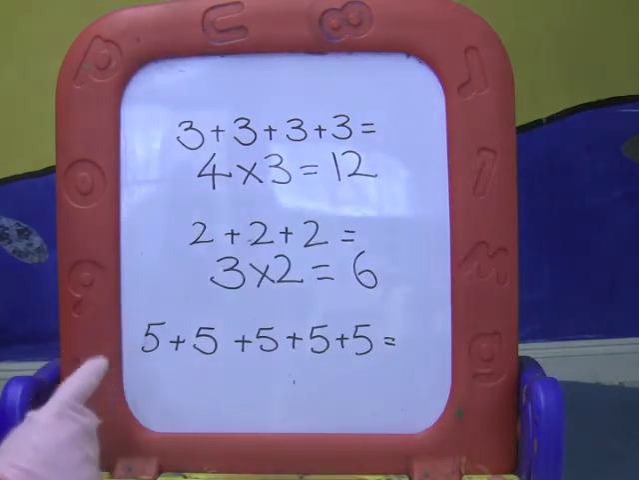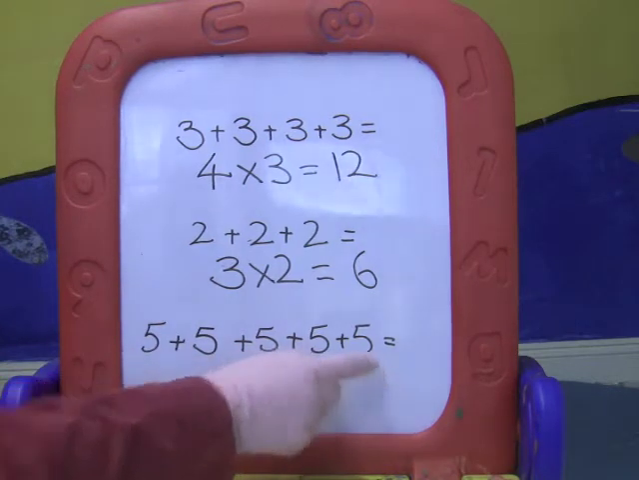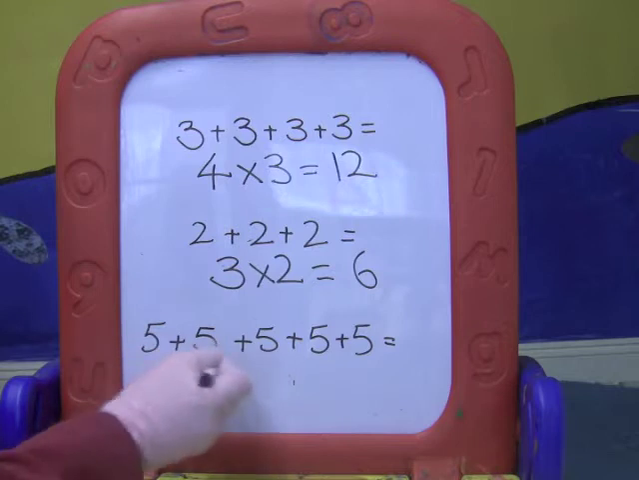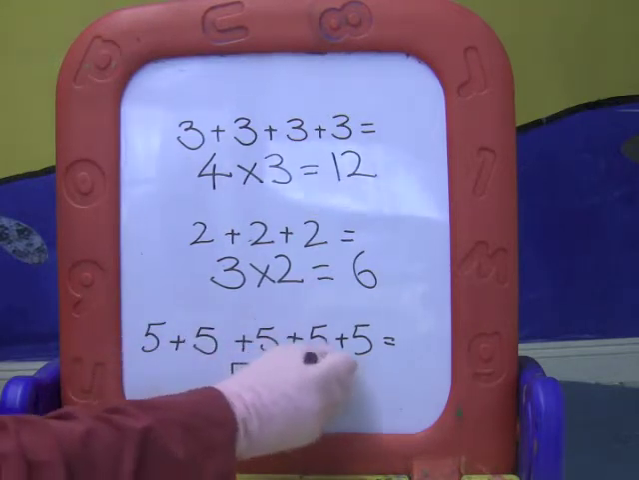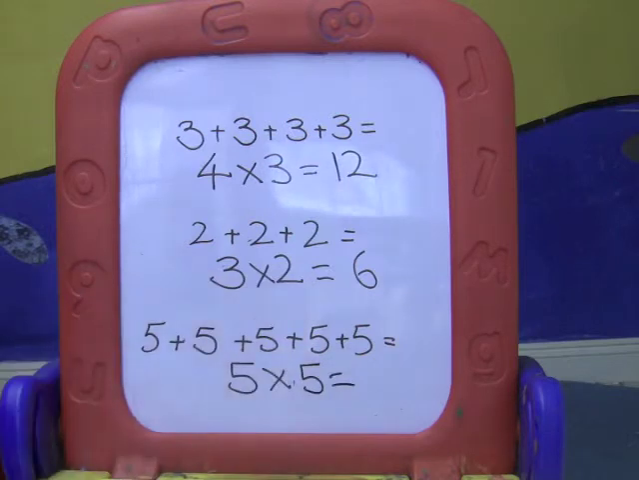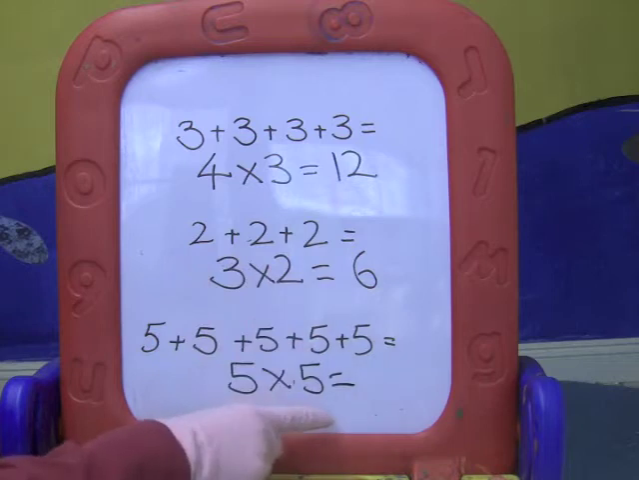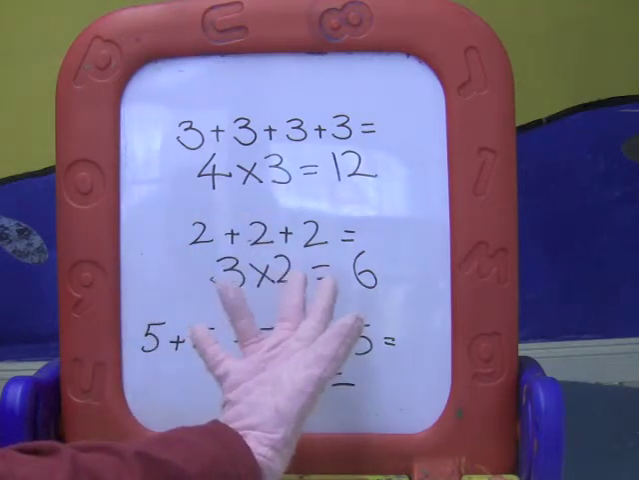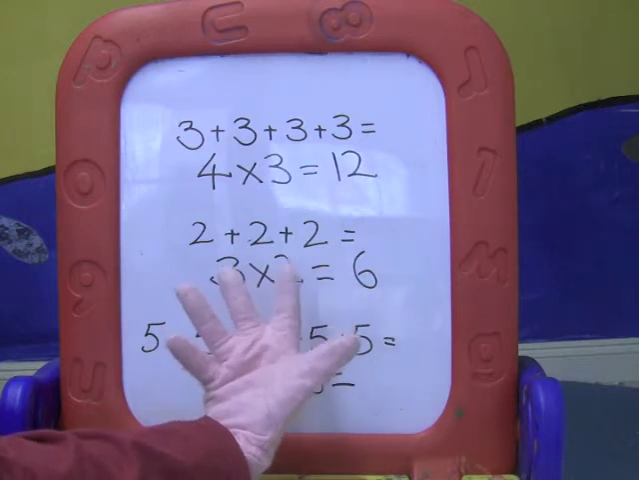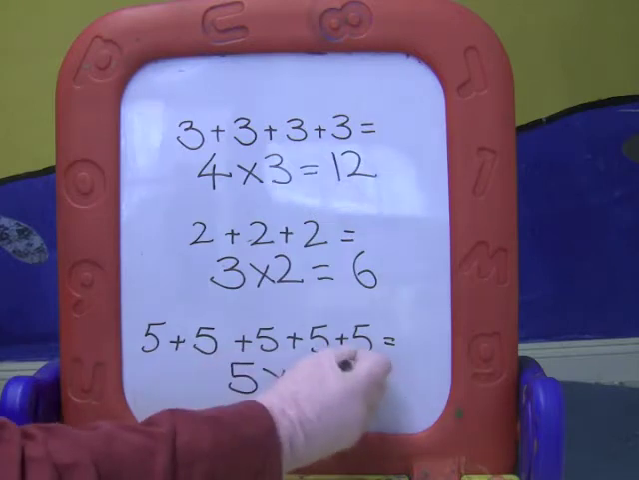And now for the last one. How many 5s are there? 1, 2, 3, 4, 5. I've got 5 lots of 5, which means I need 5 fingers, and on them I'm going to count in 5s. 5, 10, 15, 20, 25. So 5 times 5 is 25.